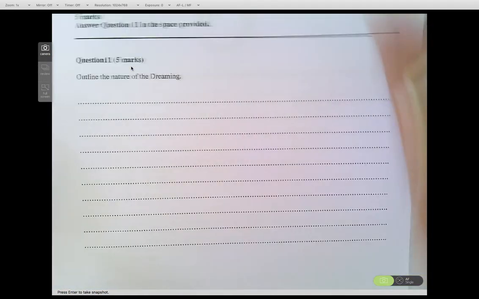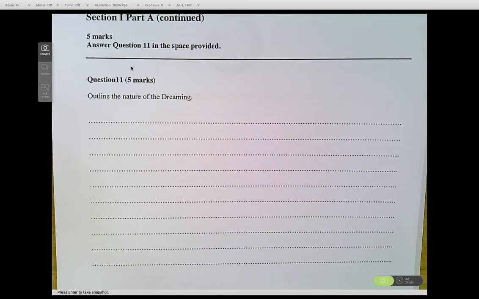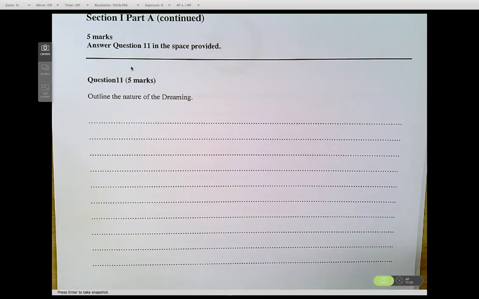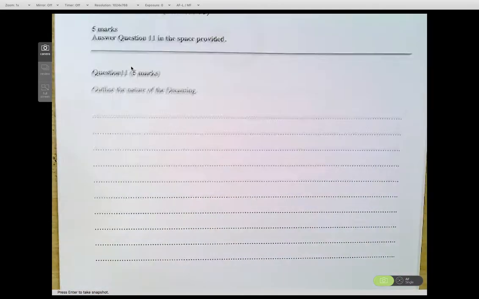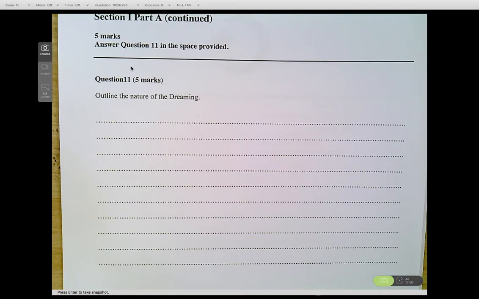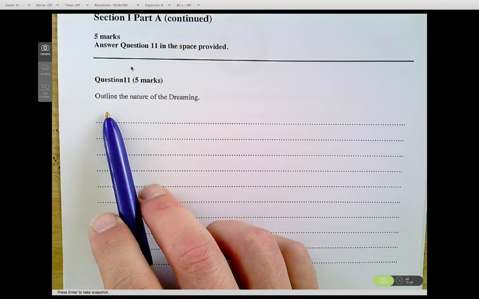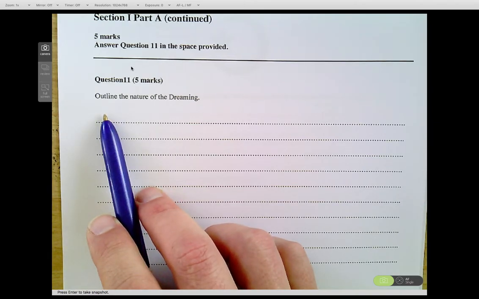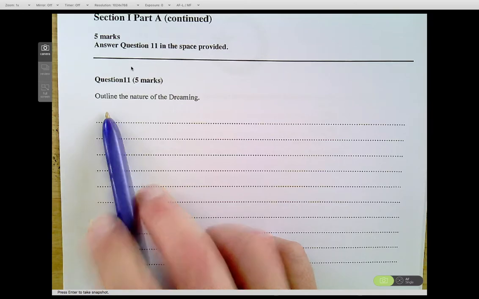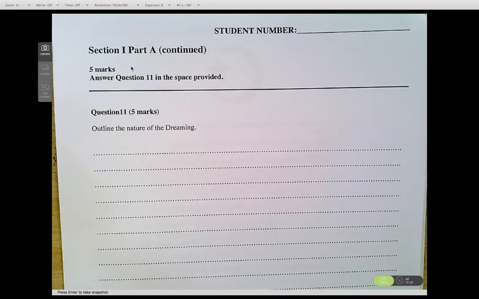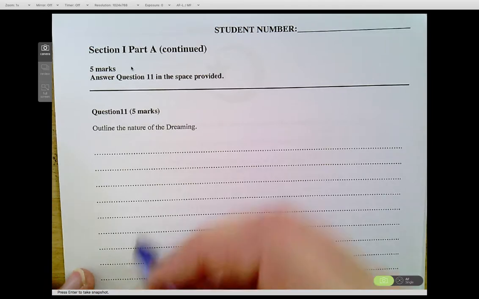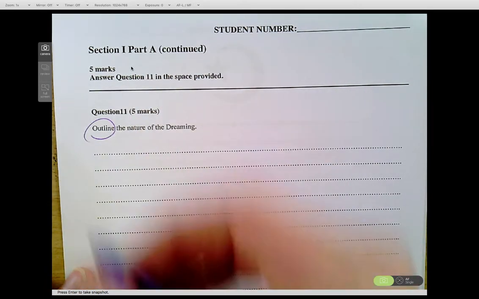Here's the 5 marker. So it can either be on nature of religion or Aboriginal spiritualities. This one, for example, is on Aboriginal spiritualities. Now, this is not a higher order question. As soon as we see that key verb as an outline, we know that this is aimed at probably a band 3 or a band 4 student. So everyone in this room should be able to achieve a 5 out of 5 for this question. So going through our process of annotating around the question, key verb is the outline.